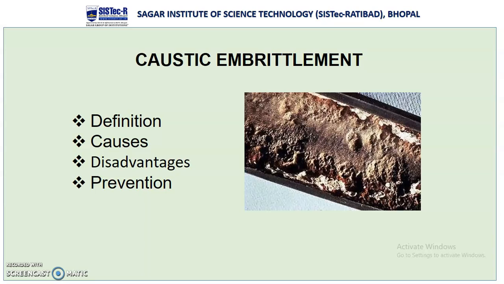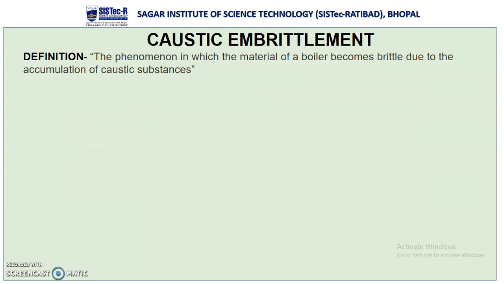Now caustic embrittlement. We will discuss its definition, causes, disadvantages and prevention. And this is the picture of caustic embrittlement in a boiler. Definition of caustic embrittlement: the phenomenon in which the material of a boiler becomes brittle due to the accumulation of caustic substances. That means the presence of caustic substances is responsible for making the boiler material brittle.